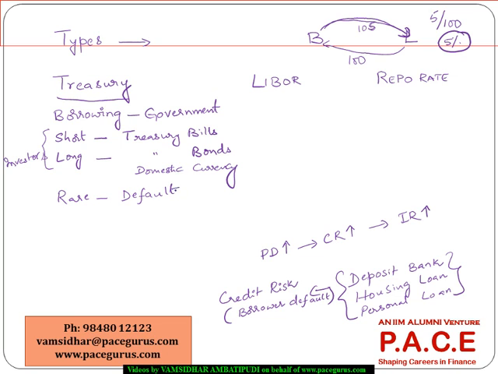Any borrowing done by the government is generally considered highly secure. It is very rare that the government is going to default, and that too in its own currency. So that's the reason we use an alternative word for the government rates, called the risk-free rate. We see in a lot of places this concept of risk-free rate, sometimes denoted as RF.